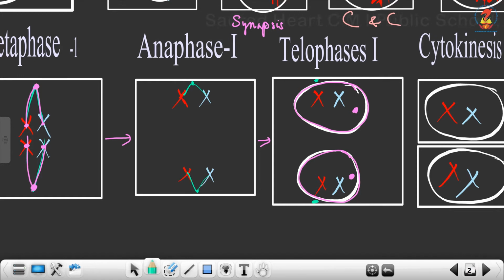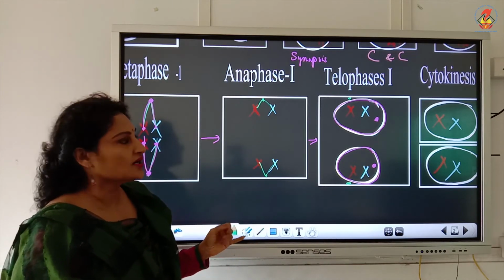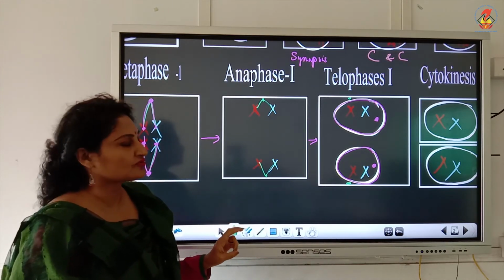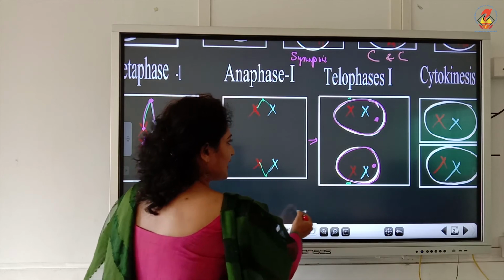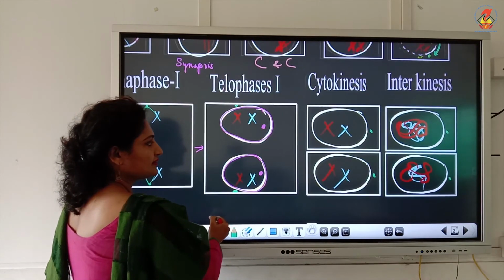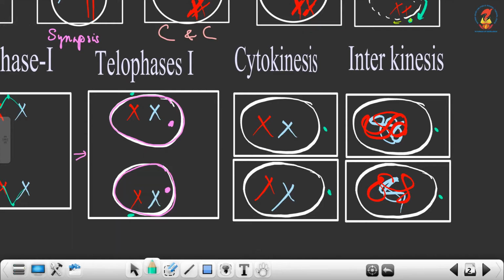Clear? So what happens in telophase 1? Reappearance of the nuclear membrane which surrounds the chromosomes, and also reappearance of the nucleolus. So we have two nuclei in one cell. Now what happens is a binucleate structure is formed as a result of telophase 1. Now let us move to cytokinesis. As the name suggests, the cytoplasm constricts and divides the cell into two. So this very same diagram, only thing it is divided. The cytoplasm divides the cell into two. So we have a dyad of cells.